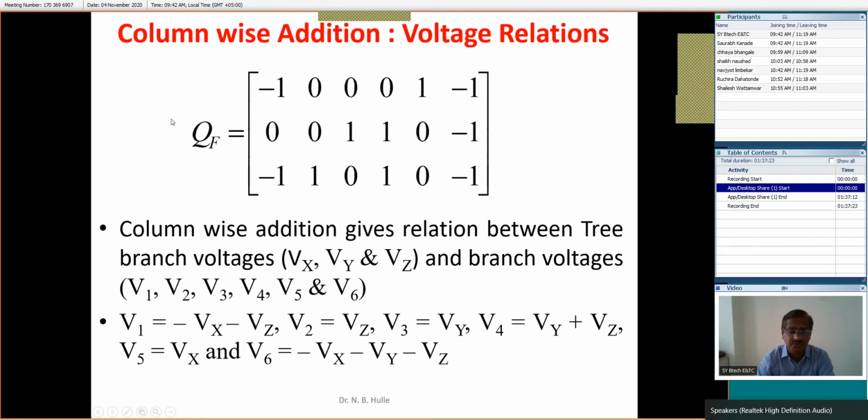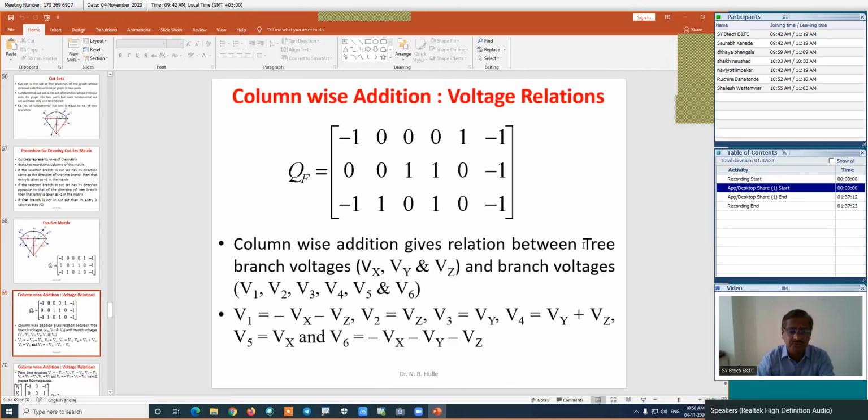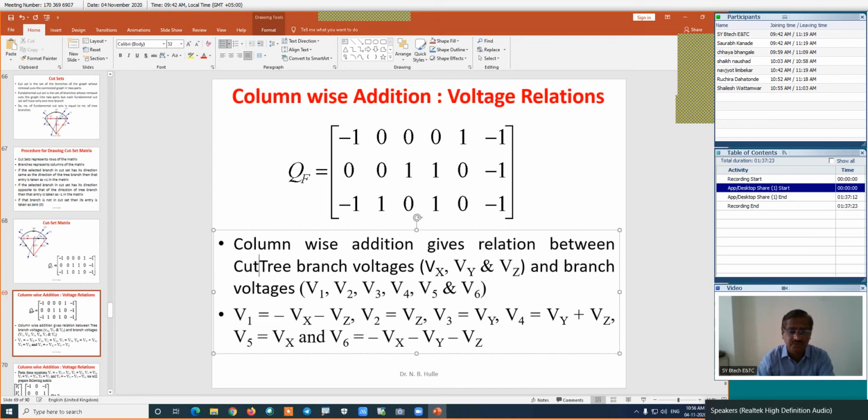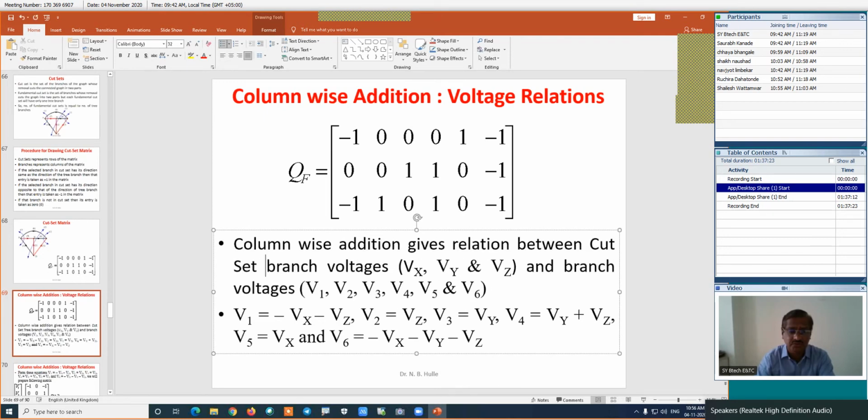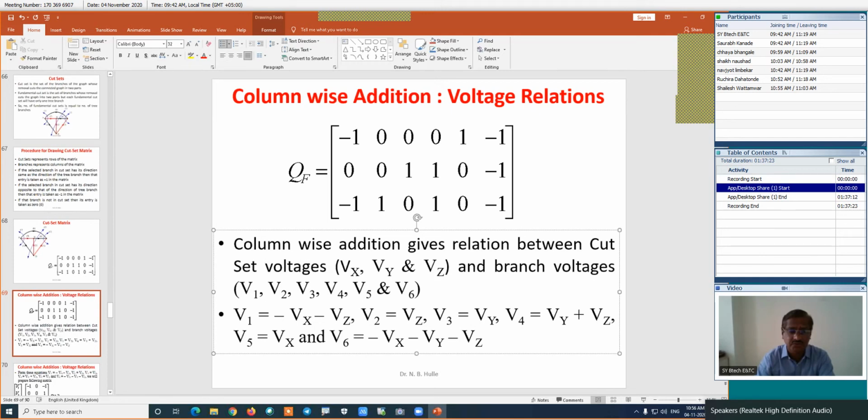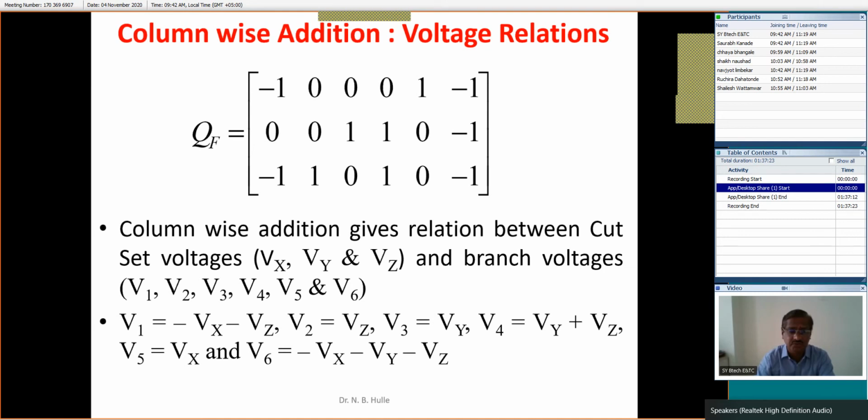Now look at here, I will discuss this. Column-wise addition gives the relation between the three cassette voltages, Vx, Vy, Vz, and the branch voltages V1, V2, V3, V4, V5 and V6. To be exact, it should be the cassette voltages here. I will correct it. Cassette voltages, which are Vx, Vy, Vz in this case, and the branch voltages.